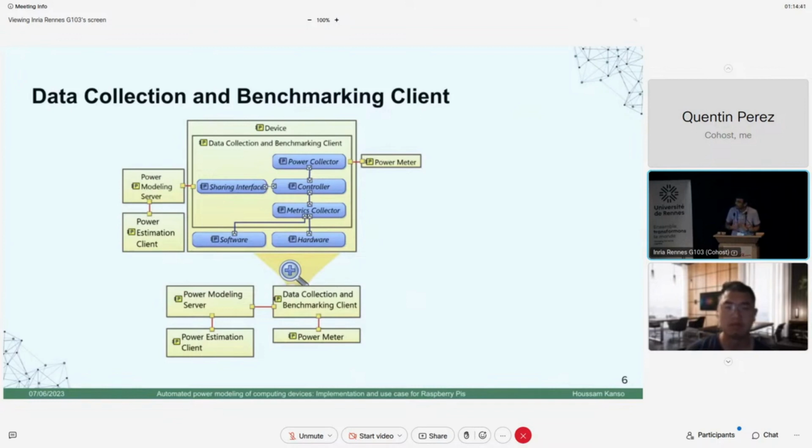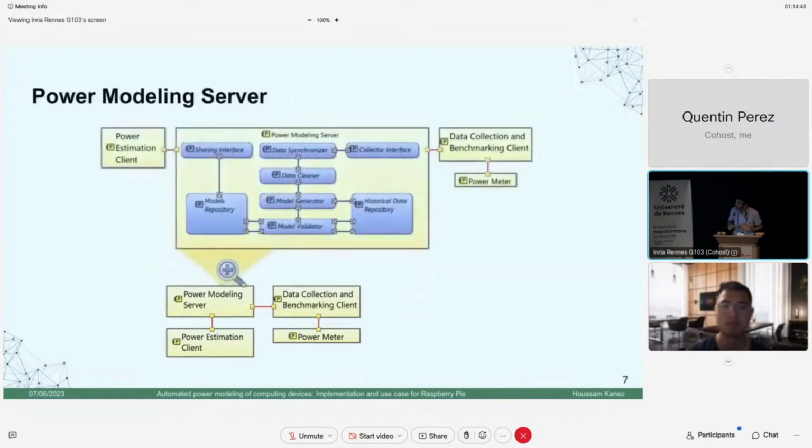These two pieces of information are then sent to the sharing interface, which is going to share both with the modeling server. If we take a closer look at the power modeling server, we're going to see that it collects this information, synchronizes and cleans the data, and then uses this data to generate a power estimation model and then validate it. It does this not only based on the data collected right now, but also on historical data from different devices that are contributing to this power model.